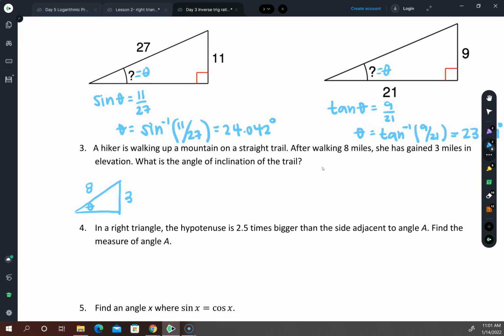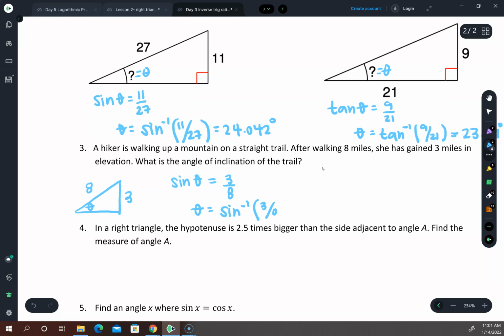So I know my elevation is 3, and I know how far I went was 8. So that's opposite over hypotenuse, which is going to be sine. So the sine of theta is going to be equal to 3 over 8. So theta will be equal to inverse sine of 3 over 8, which is what, 22.024.